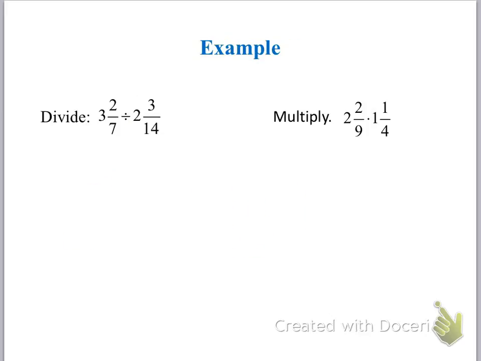All right, so let's get a little more difficult here. When we have mixed numbers, the easiest thing to do is to change it into an improper fraction first, then multiply or divide just as we have been before. So to change 3 and 2/7 into an improper fraction, we're going to multiply by the denominator, then add it to the numerator. So 3 times 7 is 21, plus 2 is 23. Keep the denominator.